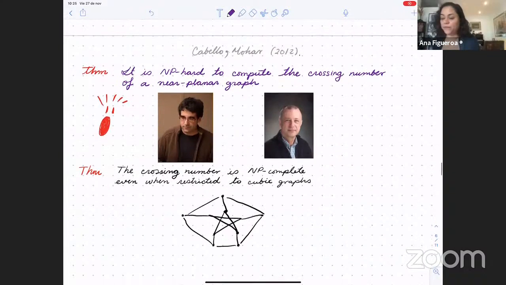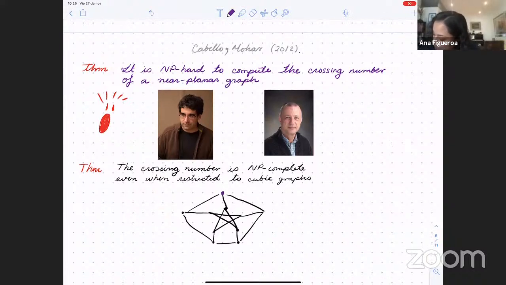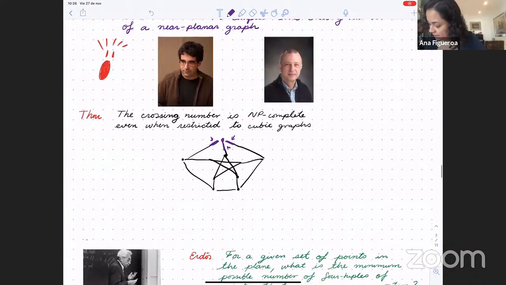that in 2012, Cabello and Mohar proved that it is NP-hard to compute the crossing number of a near planar graph. This is a very surprising result. Imagine that. Also, they proved in the same article that the crossing number is NP-complete even when restricted to cubic graphs. Cubic graphs are graphs in which each vertex is incident to only three edges. So if you're trying to compute the crossing number and you think maybe I should bound the regularity or something like that, you are lost. This is an NP-complete problem. So really, crossing number is terrible.